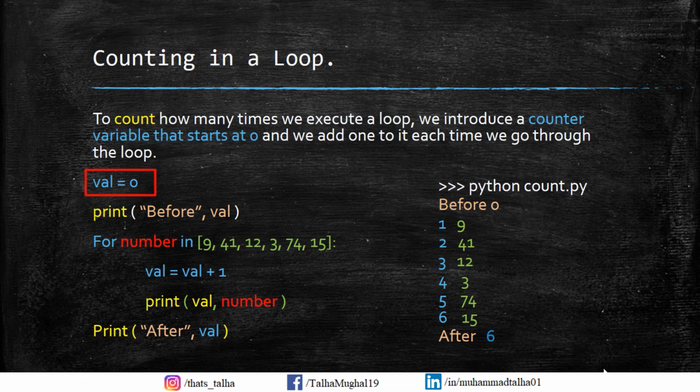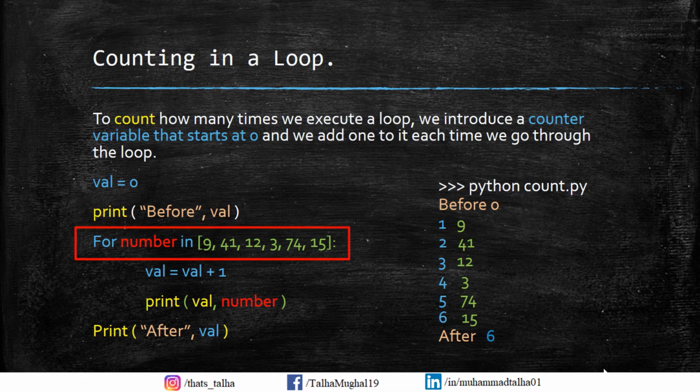So in the first line of this program, I have defined a variable by the name of val. Now this variable is actually a counter variable which has a value of 0. And after that, I have printed out "before" and then the value of val. So this line right here just plays the role of a starting point.